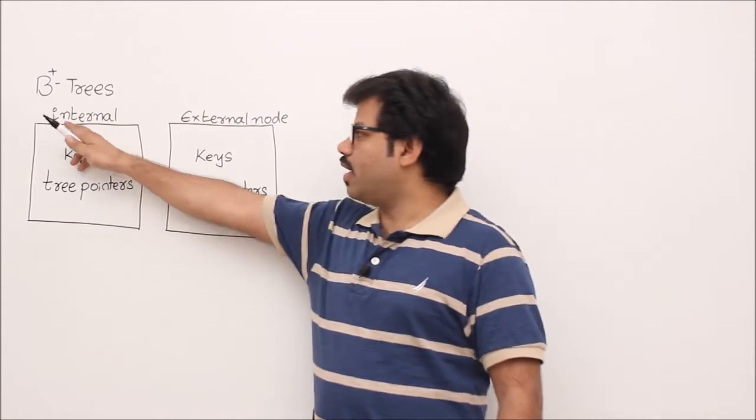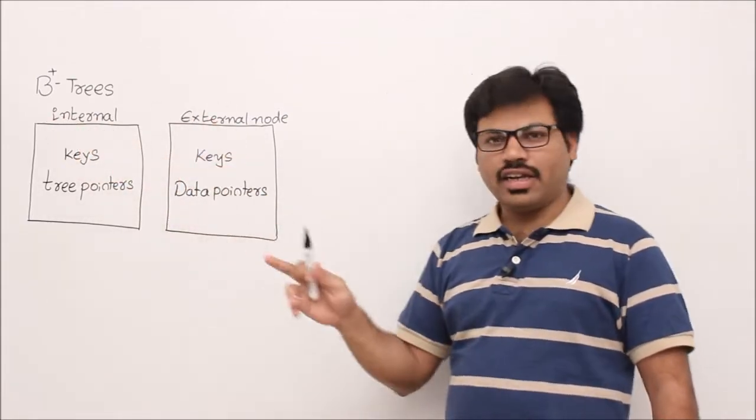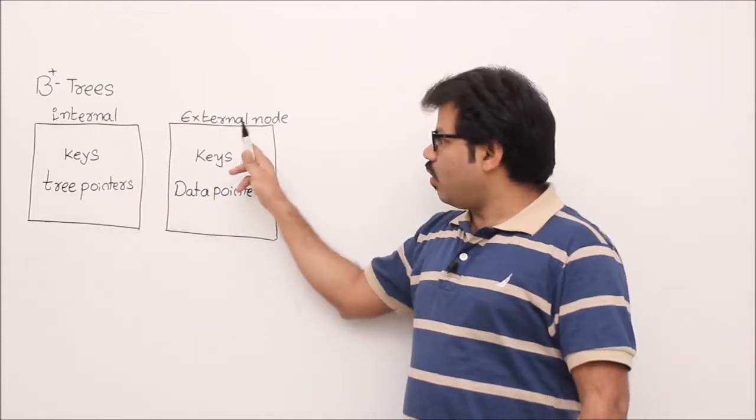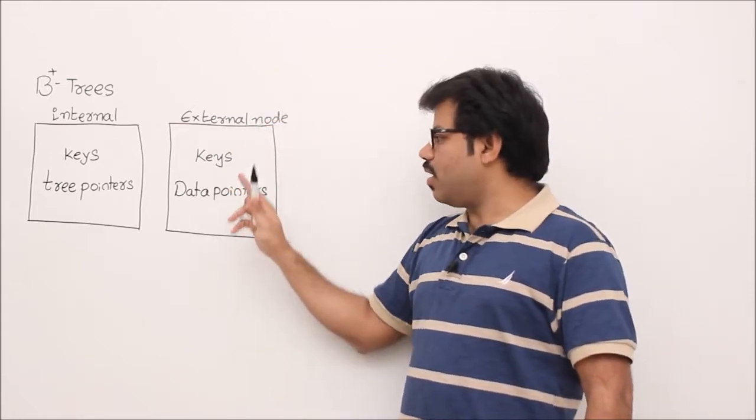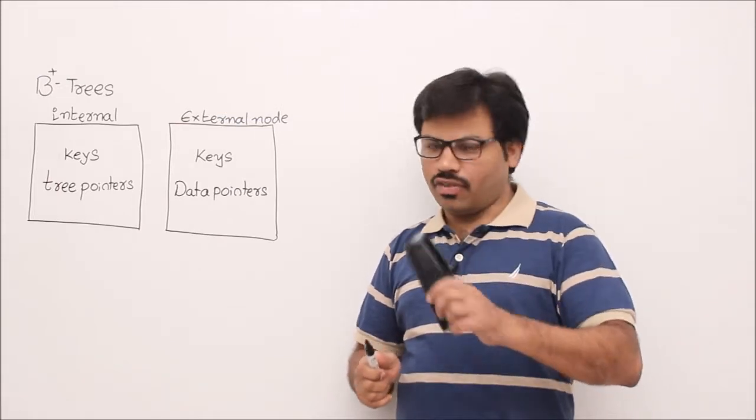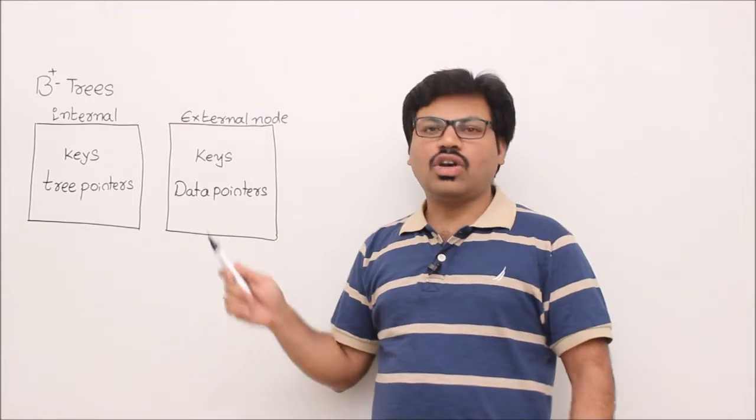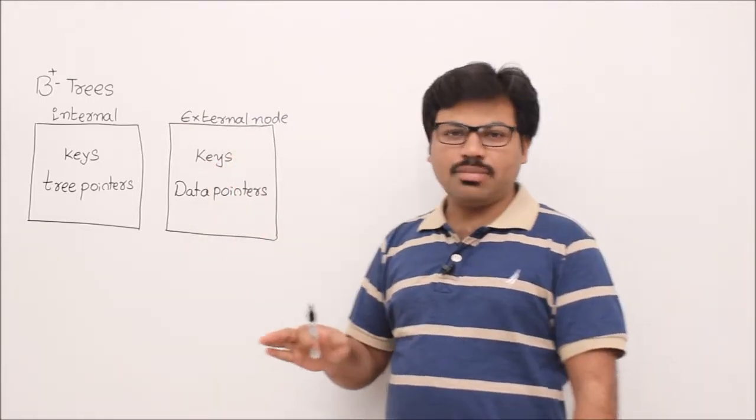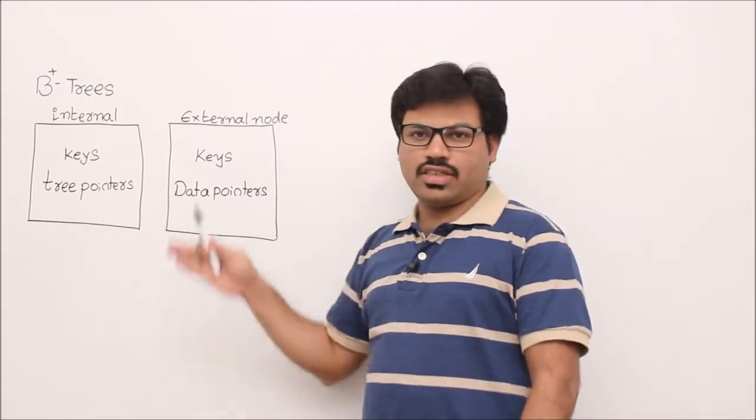One important improvement is that we have separation between nodes: internal and external. In internal nodes we'll have keys, comma, tree pointers, no data pointers. Only in leaves, external node means leaf, you have keys, comma, data pointers. That means whenever you want to find a value, you should definitely come to external nodes, that means leaves. So a search will always end up at leaves, whereas in a B tree your search can end up anywhere. That is the difference. Why that difference matters, we will see.